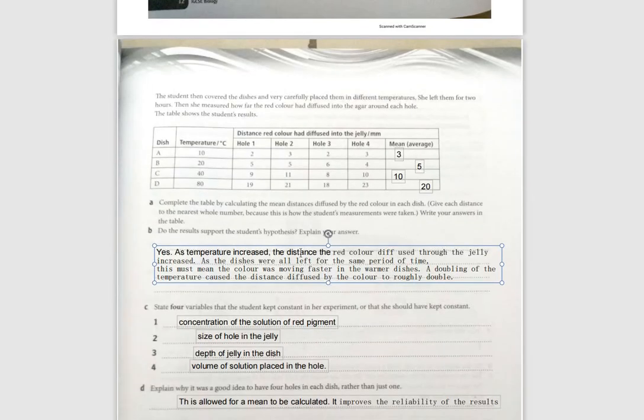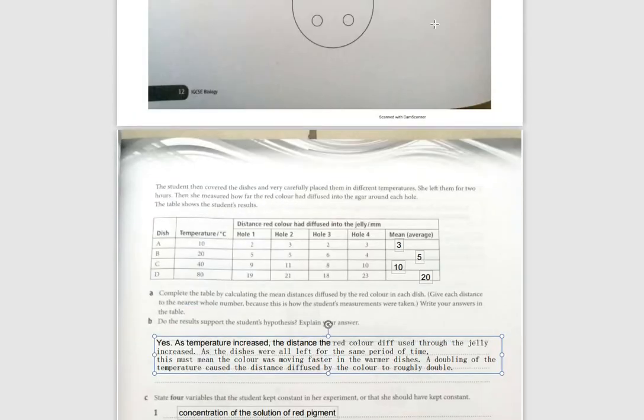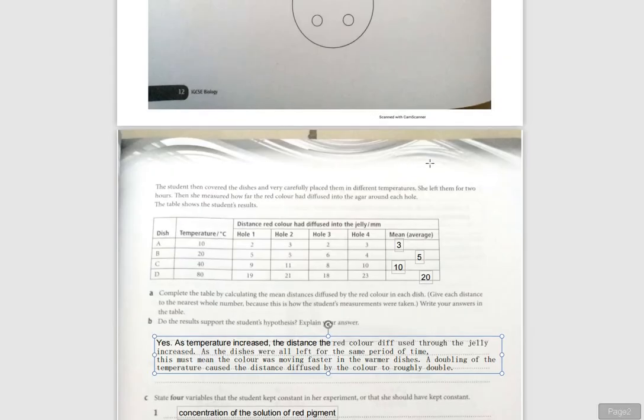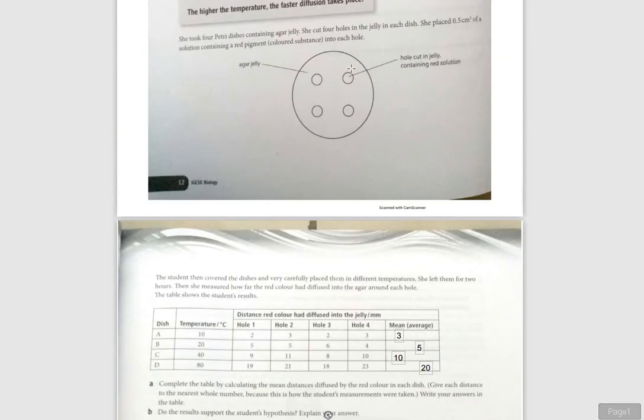So actually in the question, the only thing that they kept constant is the duration of time. And since the question is basically asking you to find out what were the variables this student kept constant, you can mention this one, she kept the concentration of the pigment, the duration of the time, or that she should have kept constant the size of the hole. It's just holes. She just cut 4 holes in the jelly. We don't know which hole was bigger than the other hole, which hole was smaller.